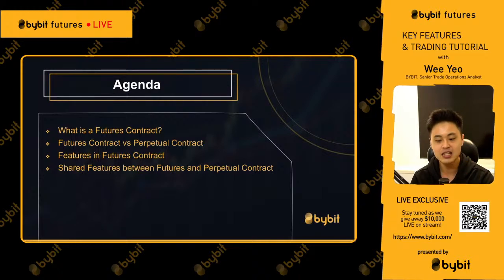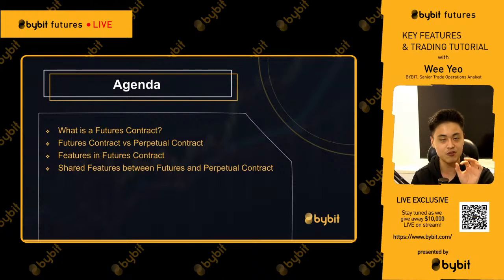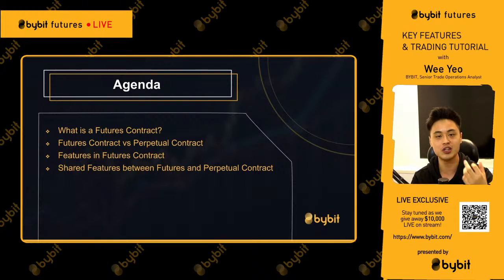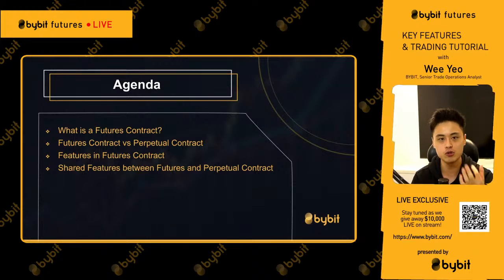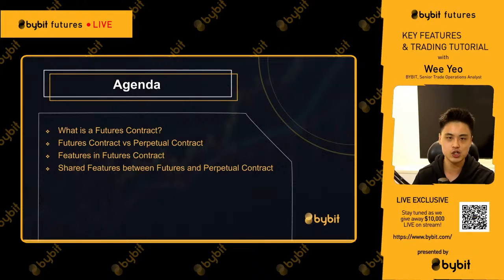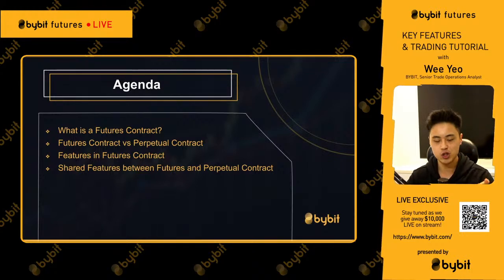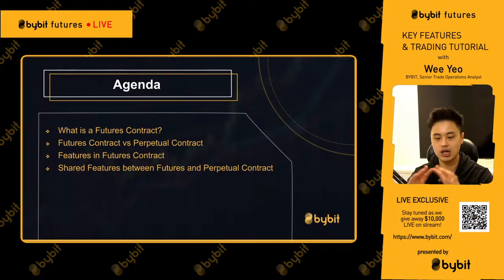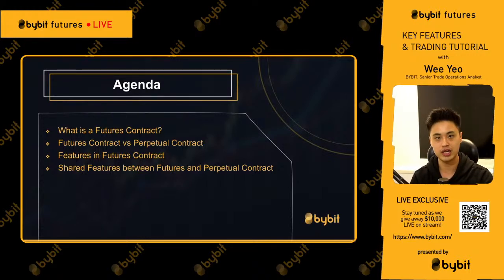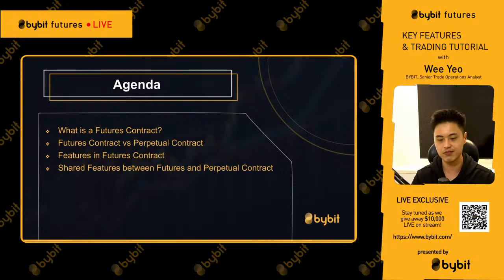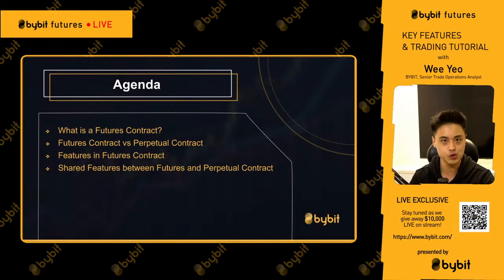And also third, the features in the futures contract. We have some features in our futures contract that are available for the trader to use, and we'll be going through all the features to share with y'all how to use them, what they are for, and some of the advantages. And lastly, between futures contract and perpetual contract, there are some shared features between the both of them. When you are trading futures or even perpetual contract, you might need to take note of this, more importantly if you're trading both of them. So we'll be going through all these questions.